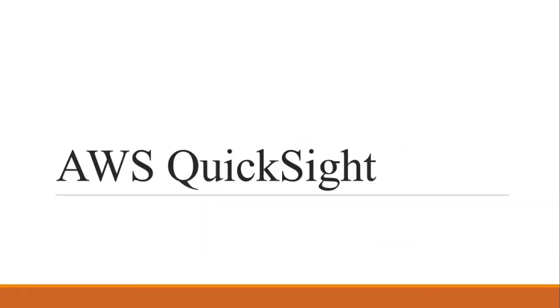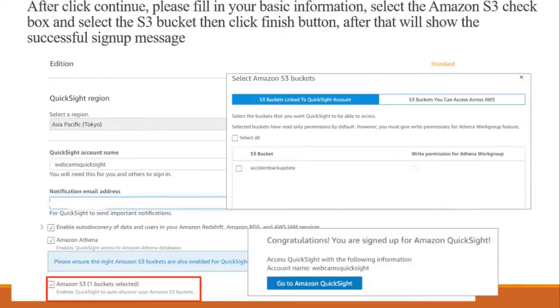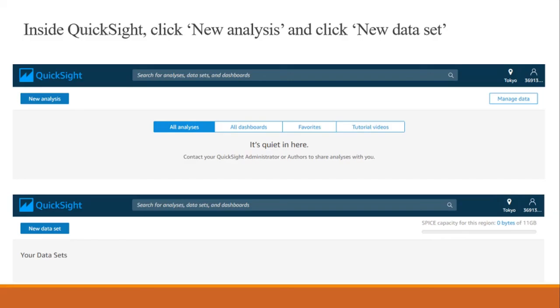So next is the AWS QuickSight. What QuickSight does is display the data in a pie chart or bar chart, which is easier for the user to see. Then this is the step.